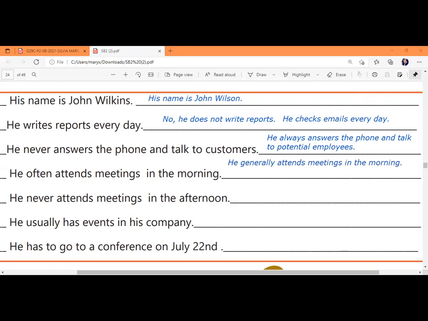Me too. Okay. You often attend meetings in the morning. Yeah, generally, often, right? Very good. Yeah, we can say that too, right? He generally or he often attends meetings in the morning and not so often in the afternoon, right? He says he never attends meetings in the afternoon. He never, zero. Is that correct?